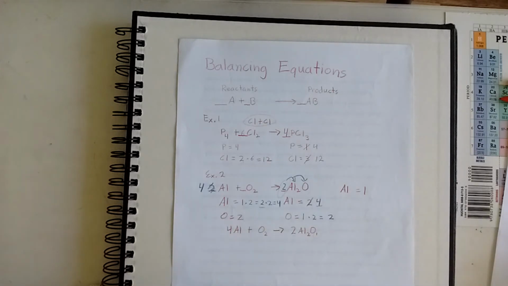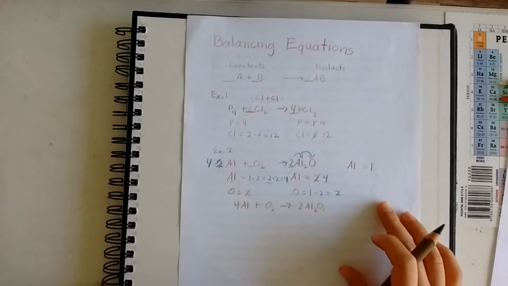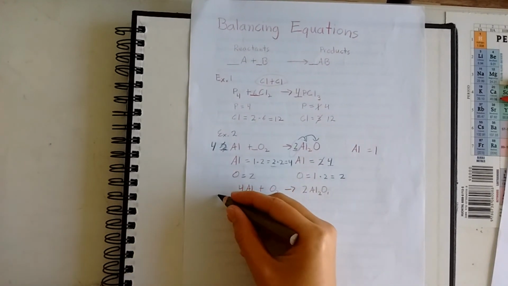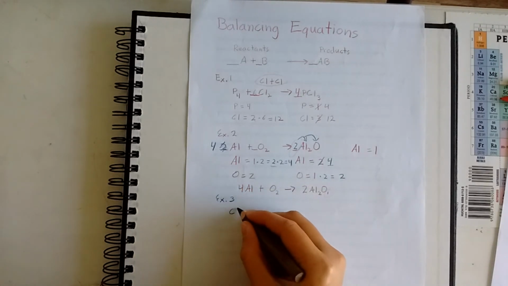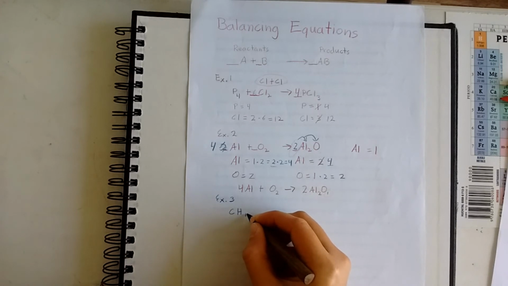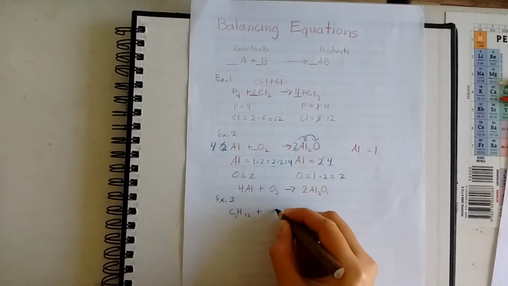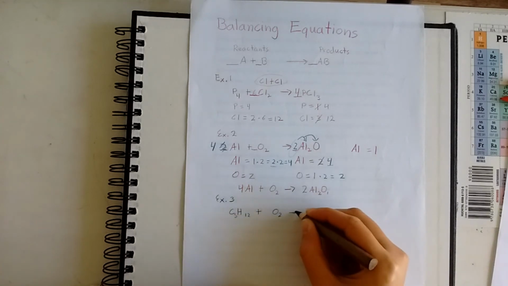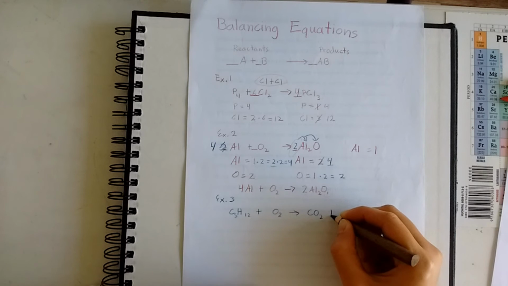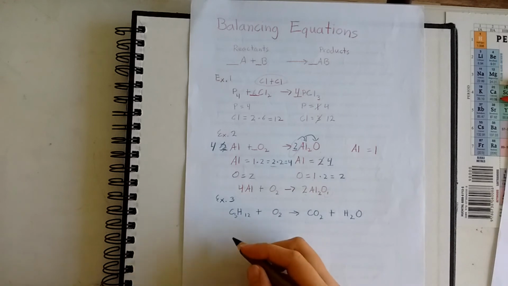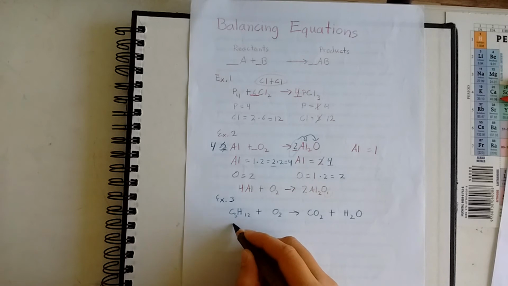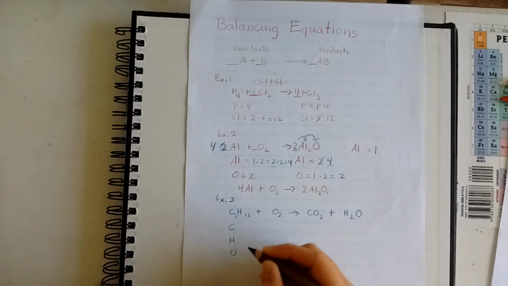Alright, for our final example, example 3. Alright, so the same process will apply here. We count the number of carbons, count the number of hydrogens, and we count the number of oxygens.